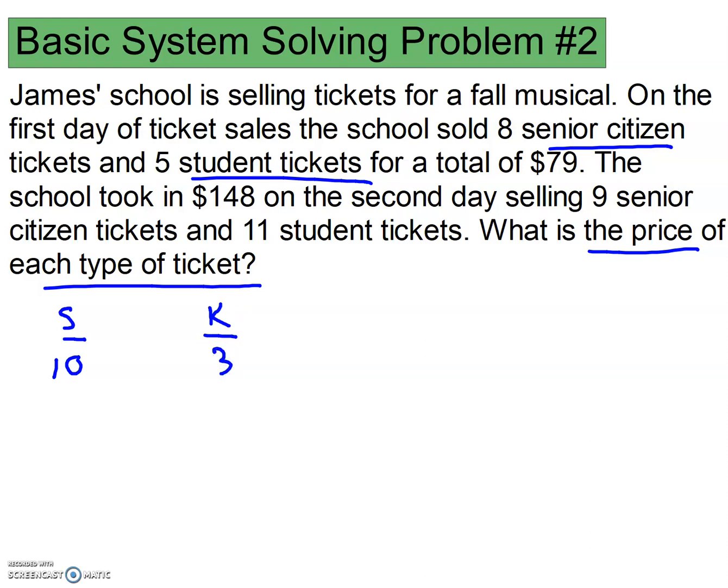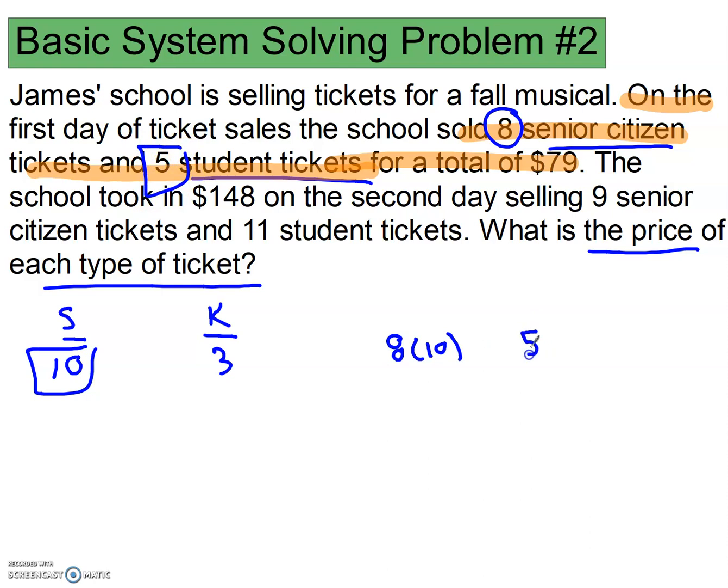First of all, does that actually work for this situation? The first day, you sold 8 senior tickets, 5 student tickets for a total of 79 bucks. Does that actually work? Okay, so if I sell 8 of them at $10 each, that's going to be 8 times 10. And if I sell 5 of them at $3 each, okay, what's it supposed to total up to? Well, 79 bucks. Does it? Well, here's 80 right here, and 15 more, that's 95. It didn't work. Okay, so we know our guess is wrong.